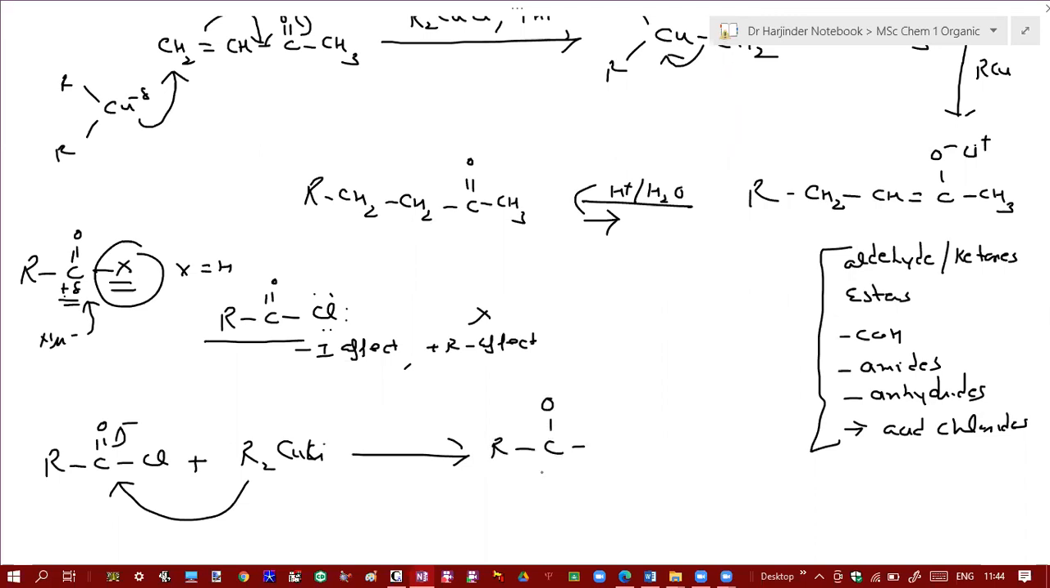Sir, the R group will replace the chlorine. Product will be ketone. So they can react with acid chlorides to give rise to ketones. So these were a few reactions of these Gilman reagents. Better go through all of these reactions, and if you have any question, please ask.